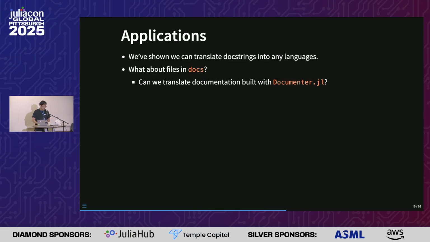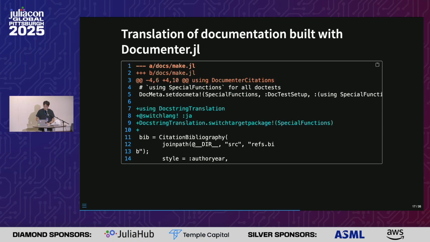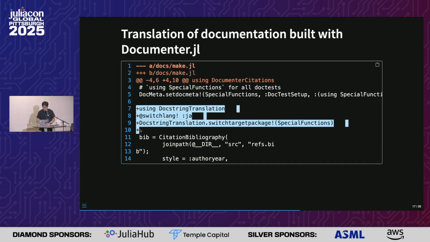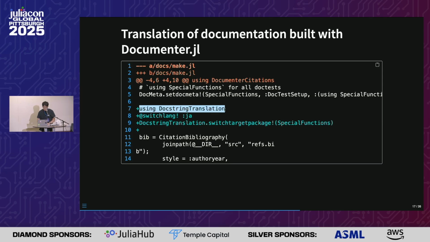And for the application, you may be wondering: we have shown that we can translate docstrings into any language, but can we translate documentation built with Documenter.jl? The answer is easy. Let's see the example. This is docs/make.jl. This is for SpecialFunctions. We only have to insert three lines of code. Just load DocstringTranslation and the switchlang! macro.